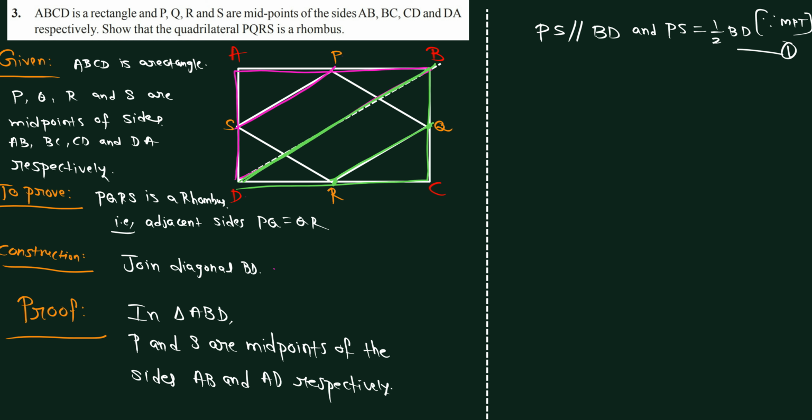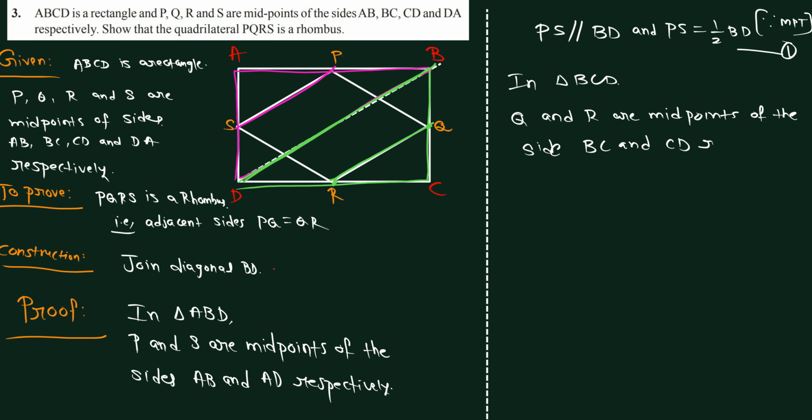In the same way, take triangle BCD. In triangle BCD, Q and R are the midpoints of the sides. Q is the midpoint of the side BC and R is the midpoint of the side CD, respectively.